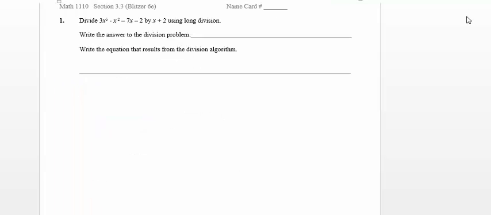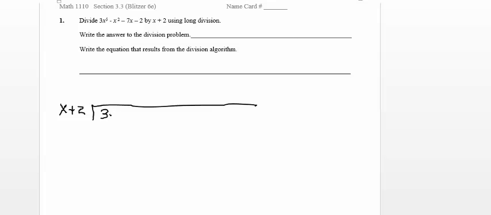So the corollary tells us that if d of x is x minus c, r is a constant, and f of x is q of x times d of x plus r.